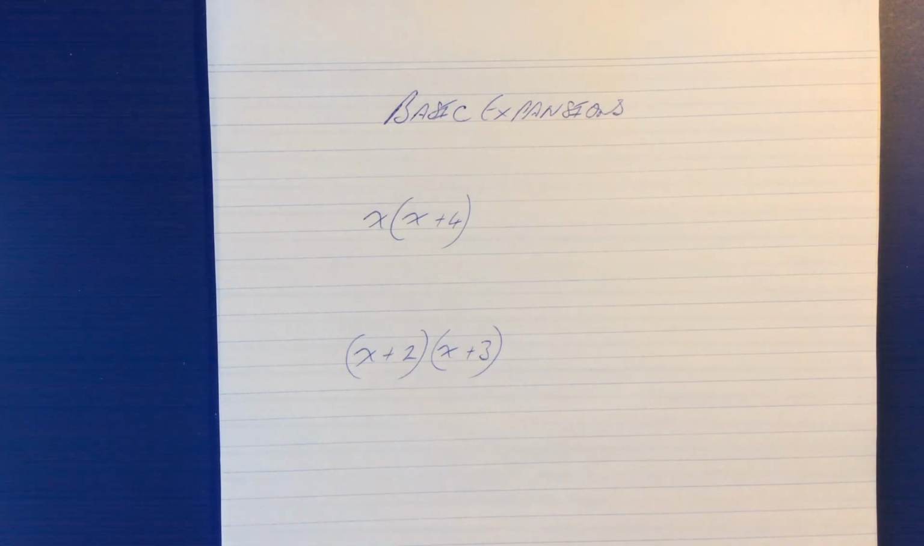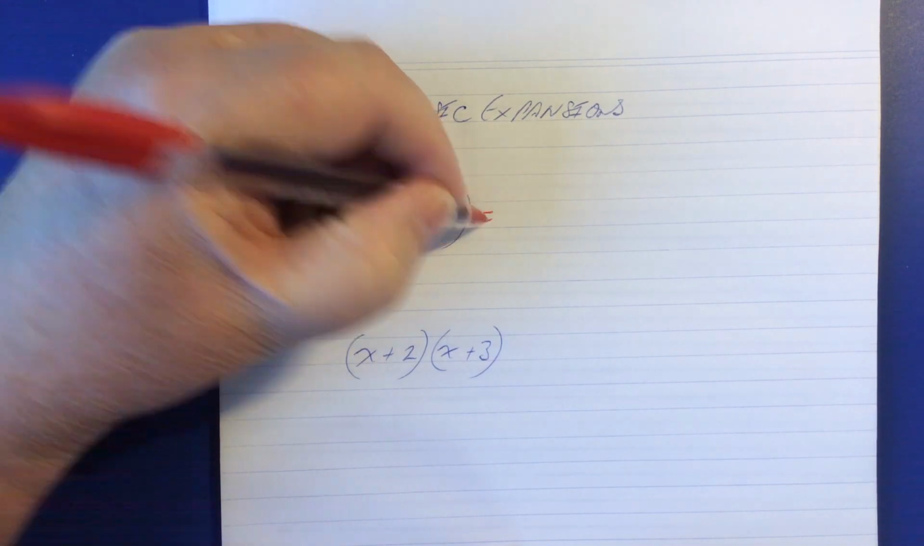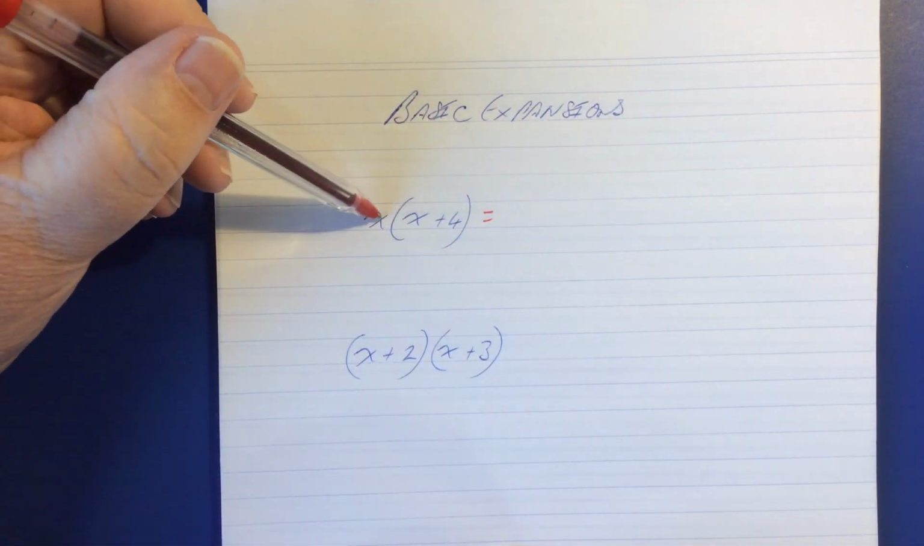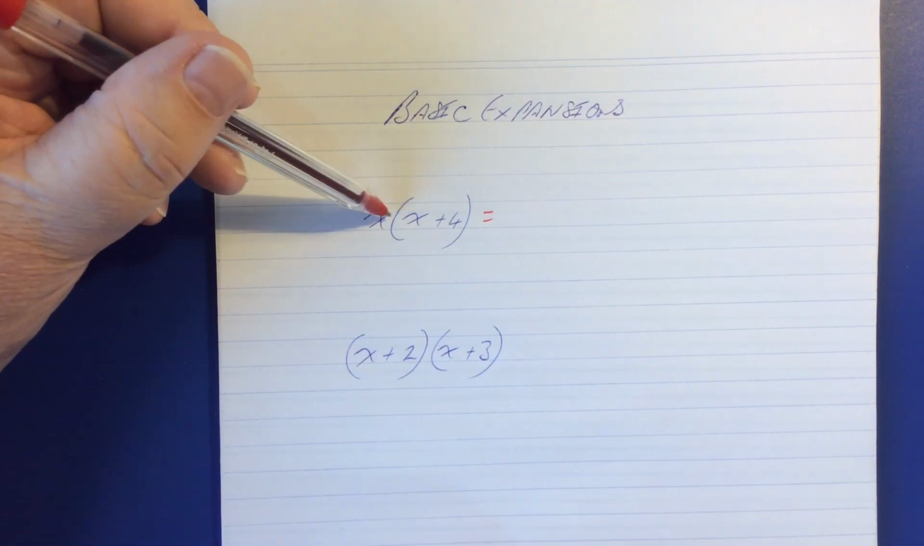Hi, I'm an old guy and I do maths, and today we're looking at some basic expansions. What does it mean? What do you do? What do you do when you see this? What does it equal? Well, when you see something up against a bracket like this, it tells you to multiply.